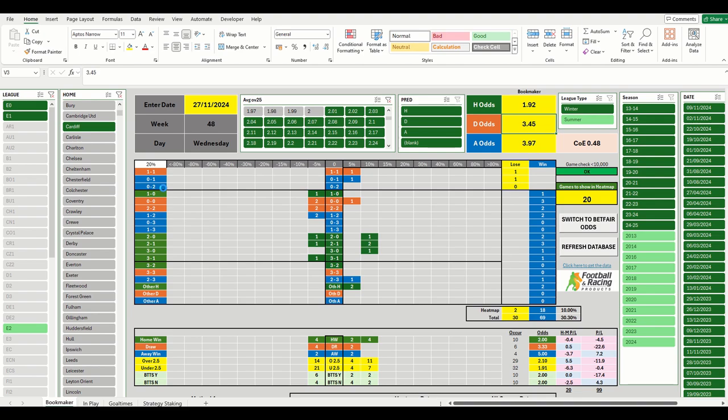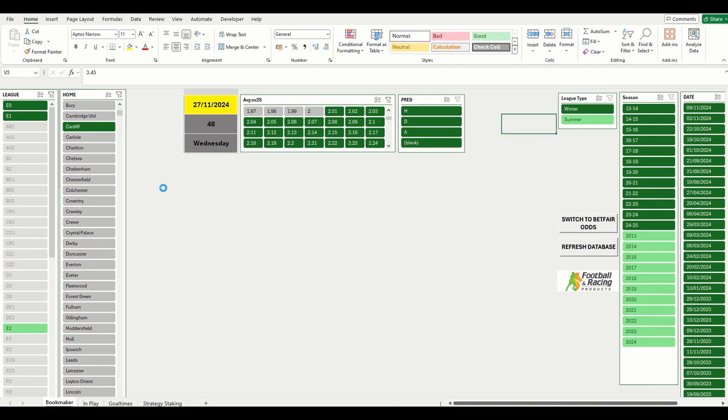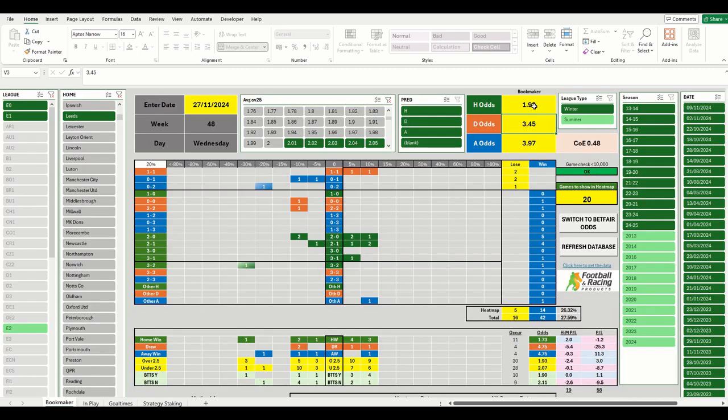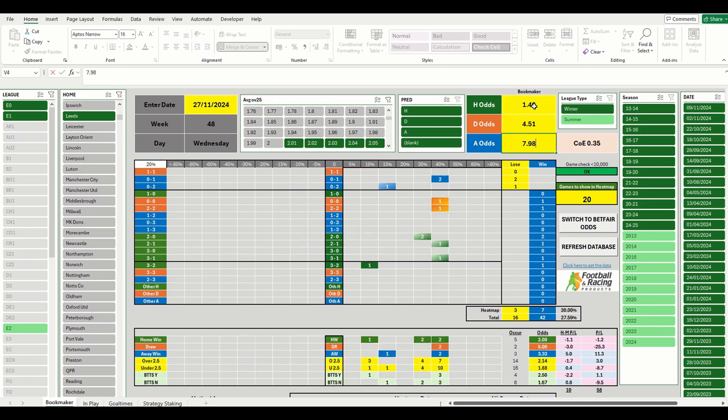Let's go back to the main bookmaker tab and look at the next game, which is Championship. I'm just on the other screen here. Leeds Luton. Okay, so we select Leeds from here. Leeds are currently priced 1.4 with the draw at 4.51. Average bookmaker odds, and they weigh 7.98. And in terms of the over-under, that is currently 1.77.